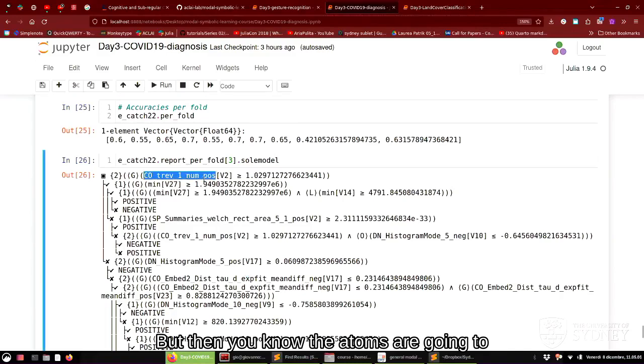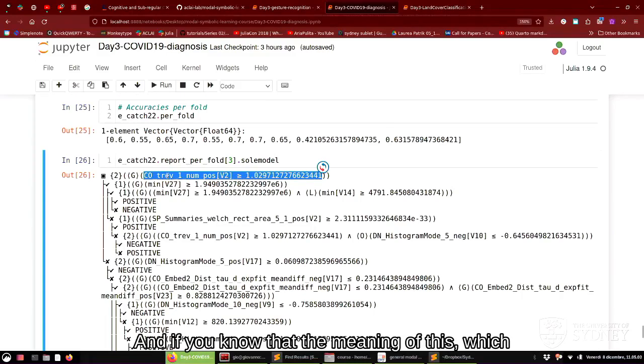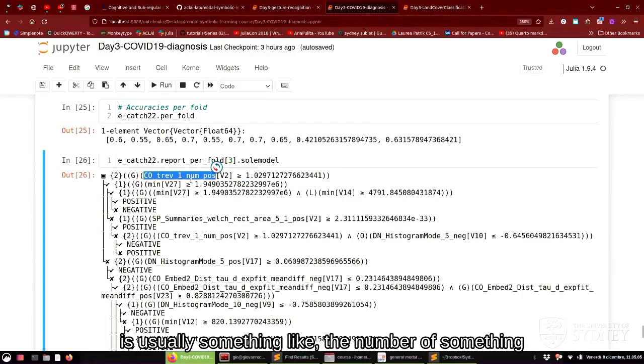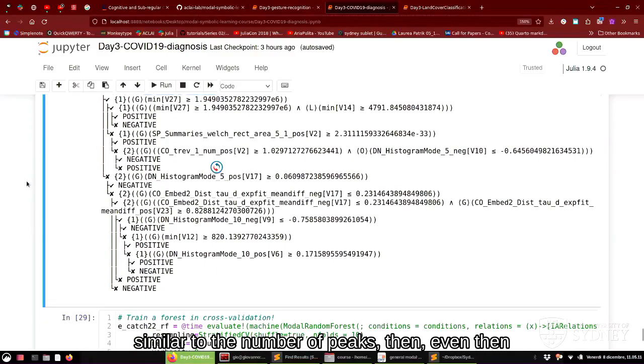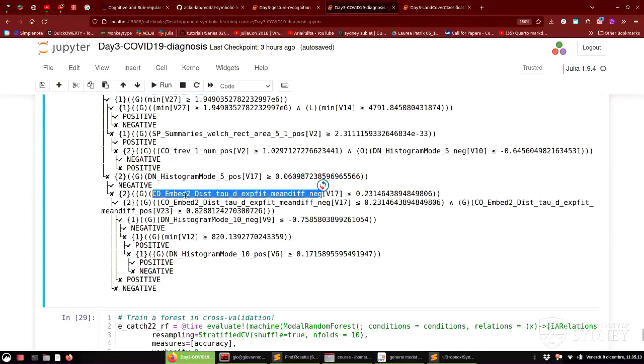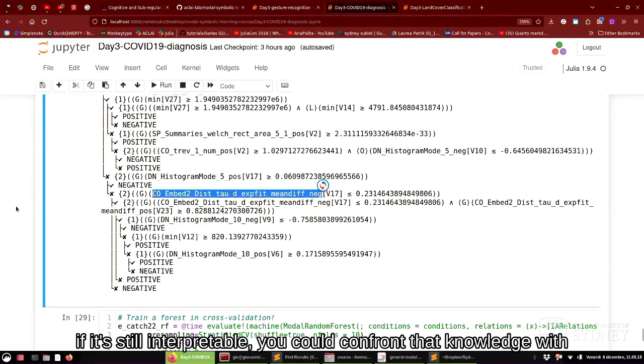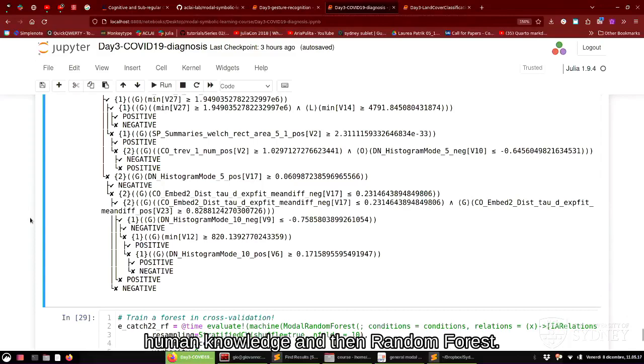But then the atoms are going to look like this, and if you know the meaning of this, which is usually something similar to the number of peaks, then even then, it's still interpretable, you could confront that knowledge with human knowledge.